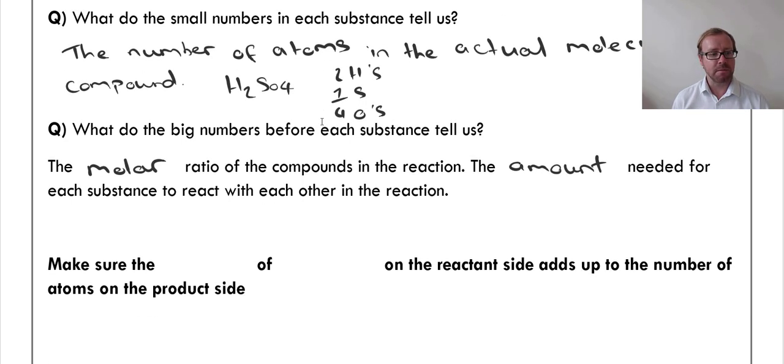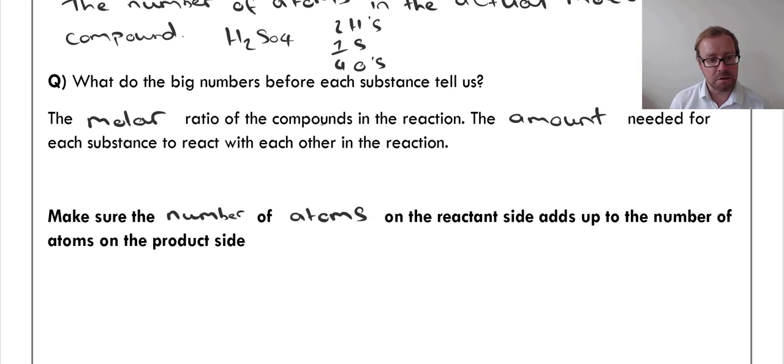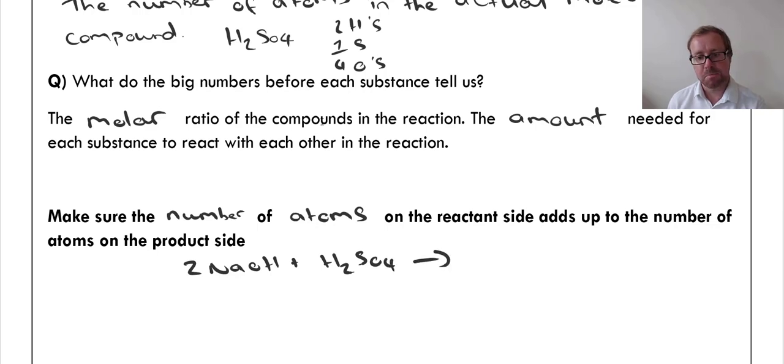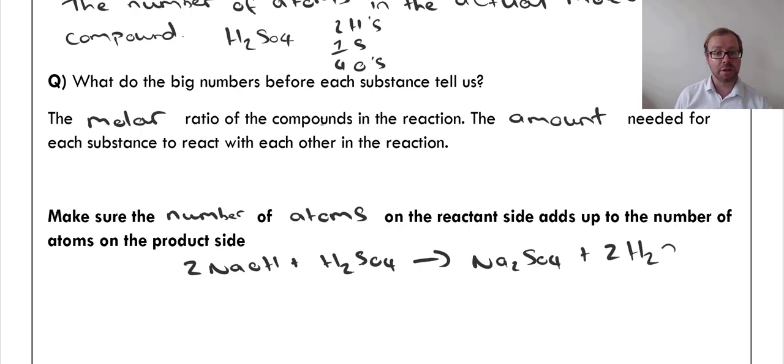And quick tip, you need to make sure that the number of atoms on the reactant side adds up to the number of atoms on the product side. This is important when you're balancing equations. So if we take the example above, I'm going to write it again. So 2 moles of sodium hydroxide plus 1 mole of H2SO4 forms 1 mole of sodium sulfate plus 2 moles of water. We can check to make sure that the number of atoms on the reactant side adds up to the number of atoms on the product side.